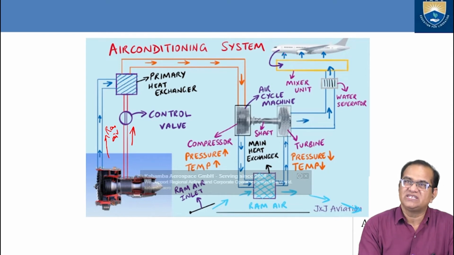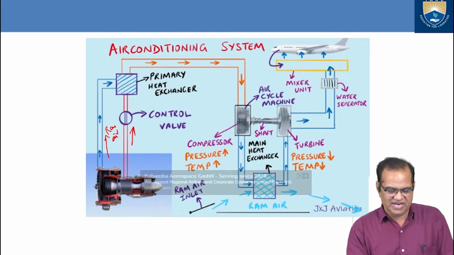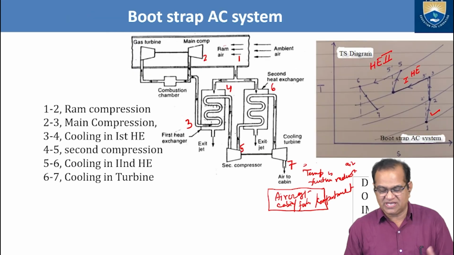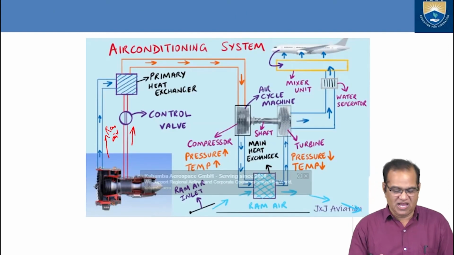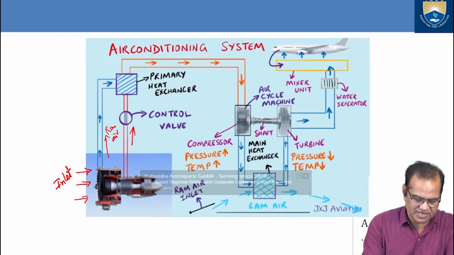In this aircraft, all the places get the air conditioning supply. So it is a very simple sketch of the aircraft air conditioning system, and the principle is the same. Only here the engine is depicted, from where the air is taken. In the previous diagram I did not show any engine, but in this diagram you can see there is an engine, and from this engine it is tapped, this is the inlet, and this is the ram air.